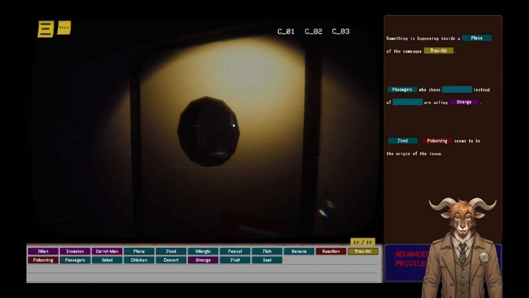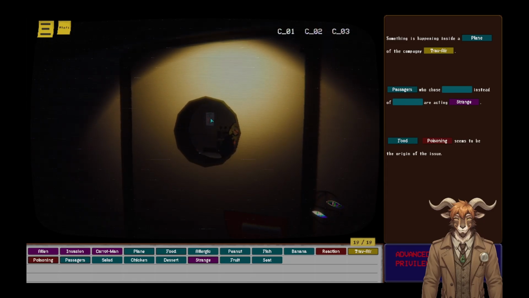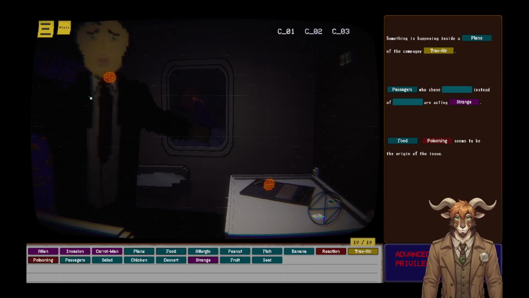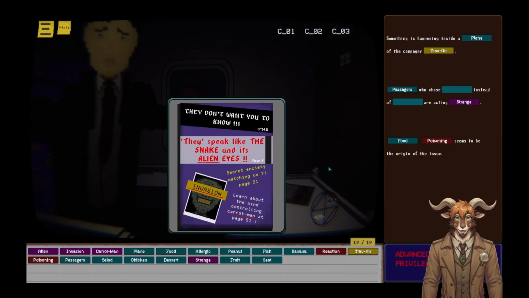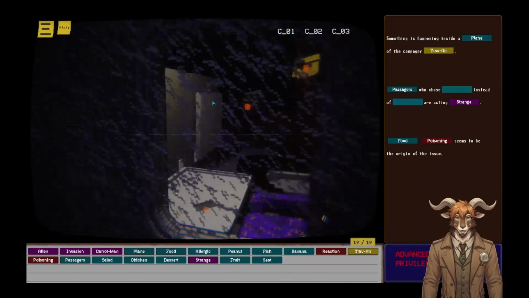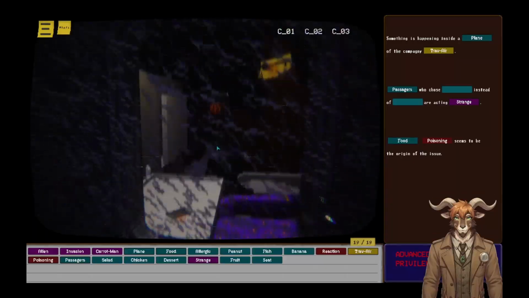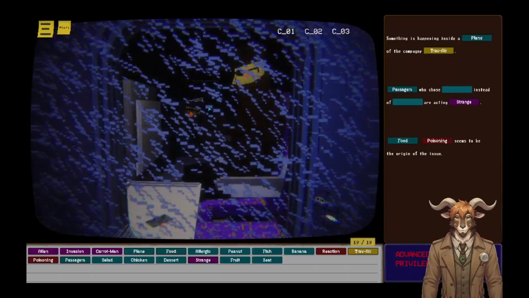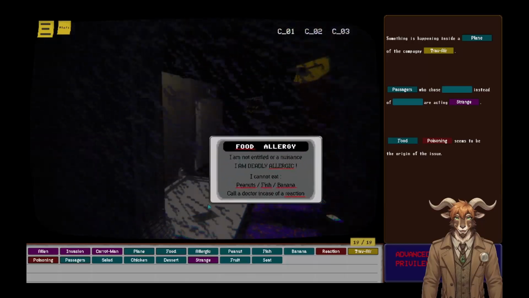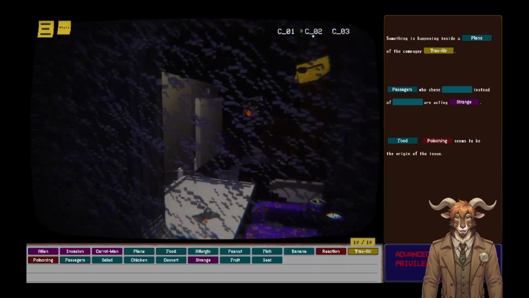Okay. But we need to see who chose what, right? So we know 21 chose the salad and fish, and he seems okay. This guy is number 58. And the person next to him is definitely allergic to peanuts, fish, and banana. Okay. So let's have a look at 58.